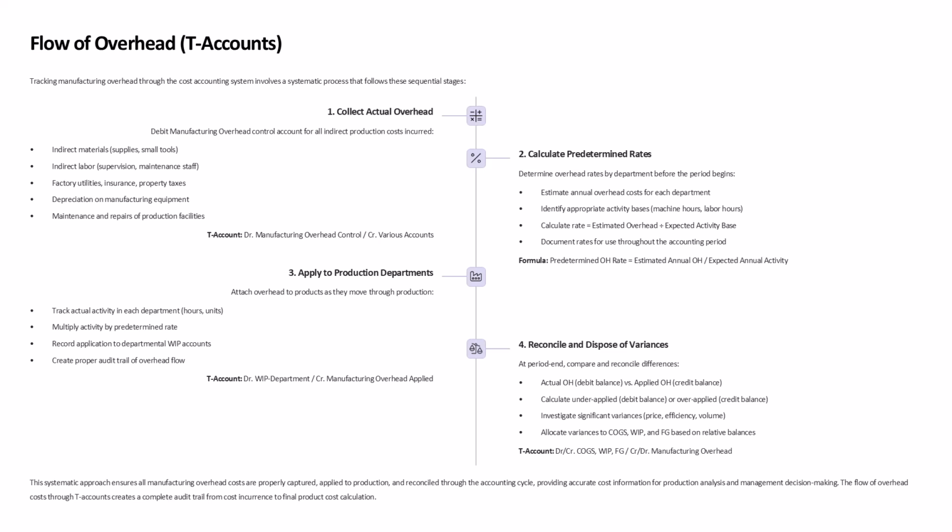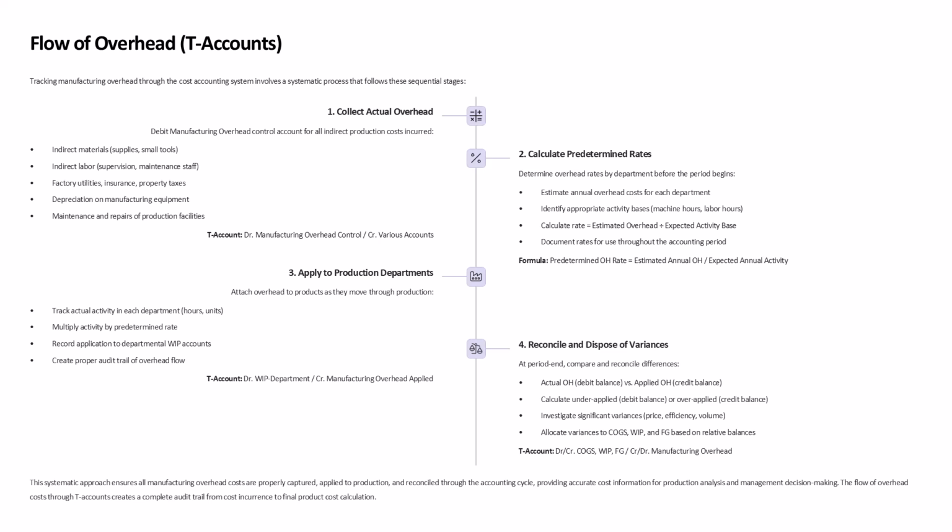Slide 10, flow of overhead, T accounts. Manufacturing overhead in process costing flows like electricity through production, distributed to departments based on their consumption patterns. The T account mechanics reveal this systematic allocation. Departmental WIP accounts get debited, while manufacturing overhead gets credited. Imagine a pharmaceutical company like Pfizer, where overhead costs, utilities, depreciation, indirect materials, supervision, get allocated to mixing, chemical processing, and packaging departments based on their specific overhead drivers.